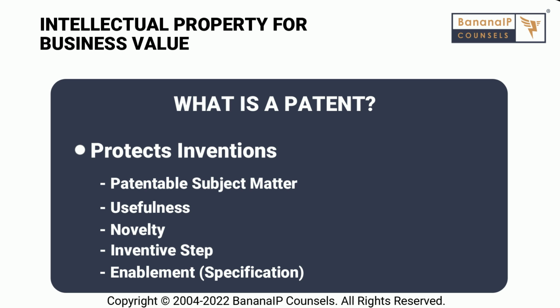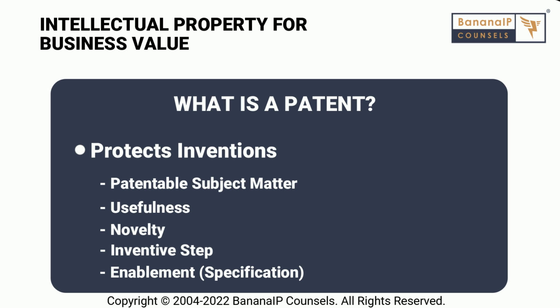And the final requirement is enablement. In order to get a patent, you need to describe your invention and submit a specification. And if I want to make your invention, by reading your description, I should be able to make it. That is what is referred to as enablement or workability. So 5 requirements: patentable subject matter, usefulness, novelty, inventive step, and enablement. If you satisfy all these requirements, then your invention will be eligible for a patent grant.